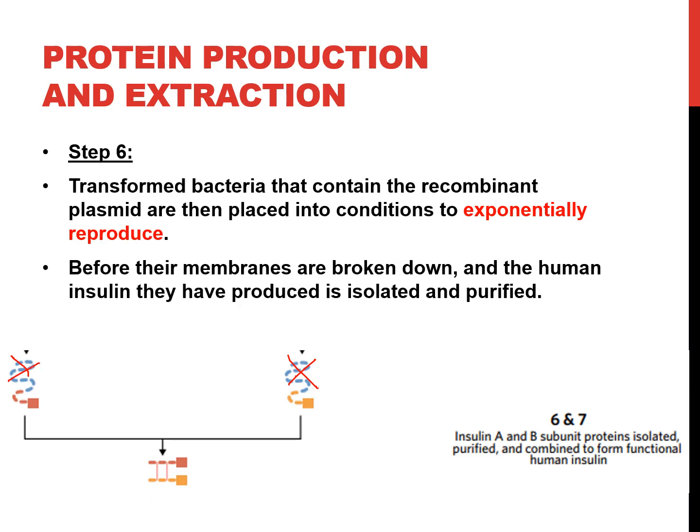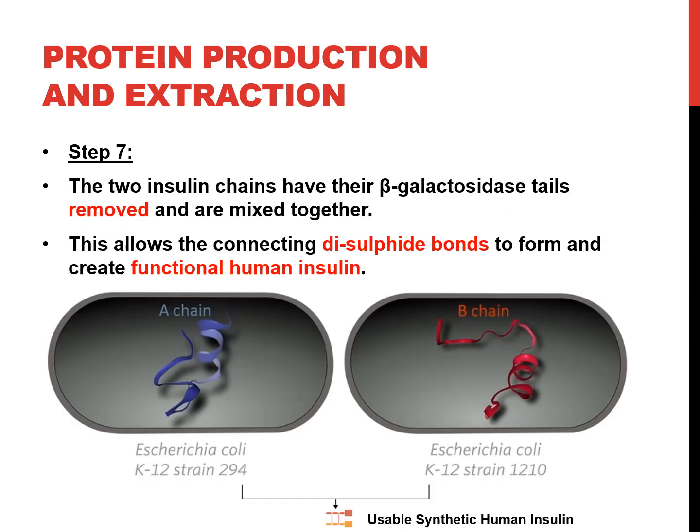So then you can get our insulin subunit A and insulin subunit B polypeptides coming together to form a quaternary structure polypeptide, of which is essentially our functional human insulin. Okay, so the two insulin chains have their beta-galactosidase tails removed. This is step 7, protein production and extraction, and they are mixed together. This allows the connecting of the disulfide bonds to form and create a functional human insulin. Okay, and that's what we can see down here through A and B chain.